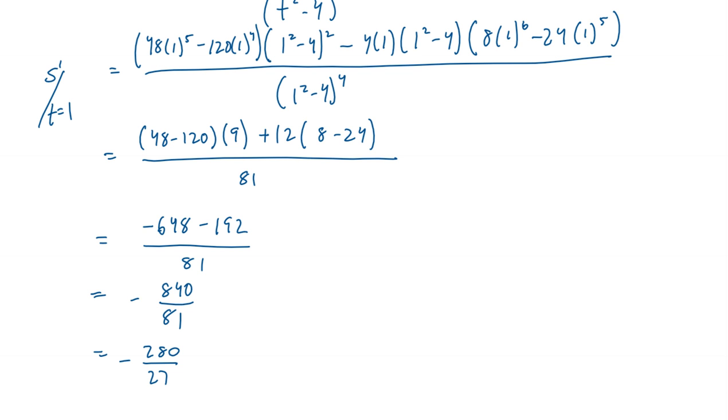So I plugged in all the ones. They all kind of disappear. 48 minus 20 times 9, because 1 minus 4 is negative 3 squared is 9, obviously. This is negative 4 times negative 3, which is positive 12, so plus 12 times 8 minus 24, which works out to negative 840 over 81, or negative 280 over 27.